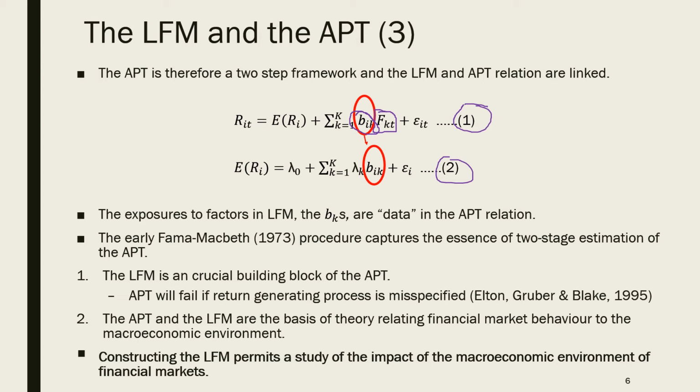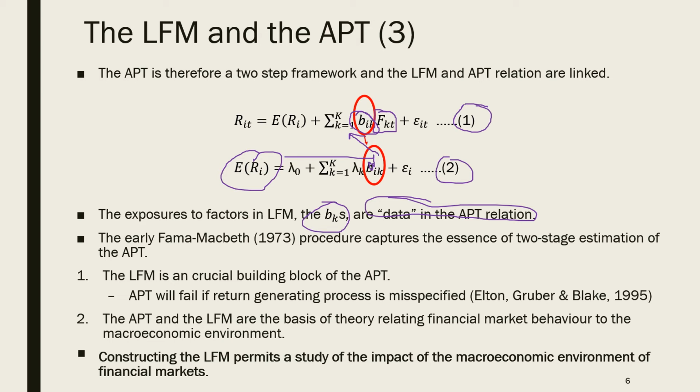Then what we would do is we would estimate a second model. So it depends what we are interested in. The second model takes the average of returns for each asset and then relates them to the exposures that are estimated in the linear factor model. So hence the betas in the linear factor model are then the data in the cross-sectional APT relation. So this is important.